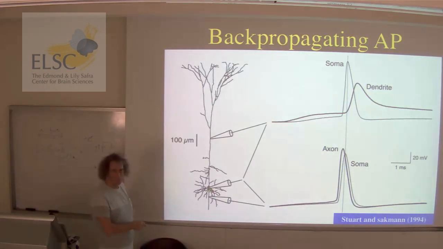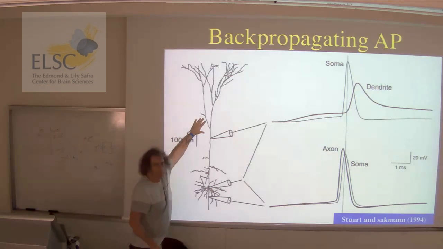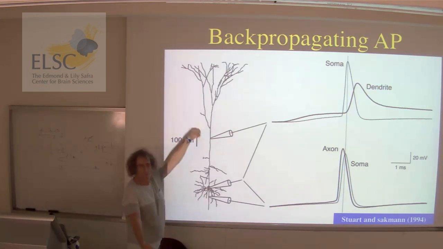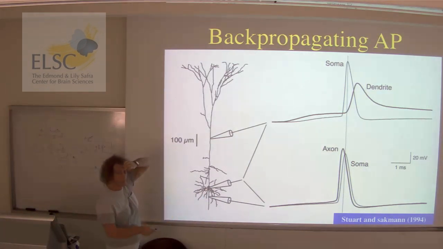So this was a classical question. You have a synapse here. How does this synapse get a feedback somehow, a teacher somehow, that it happened here because it's remote? So the backpropagating action potential is a very important signal.